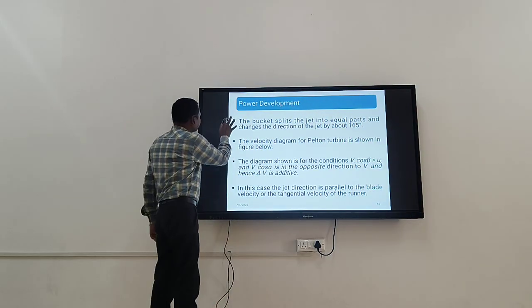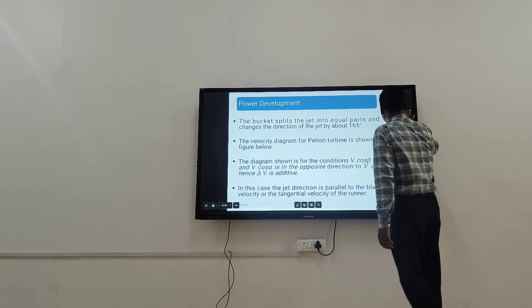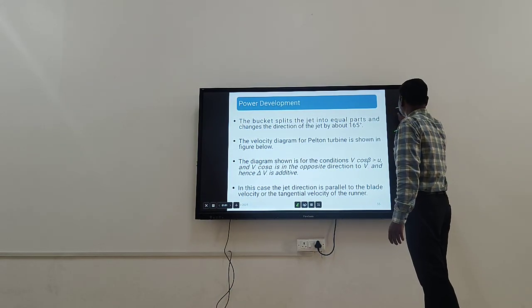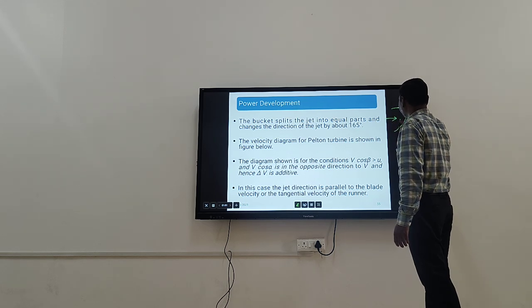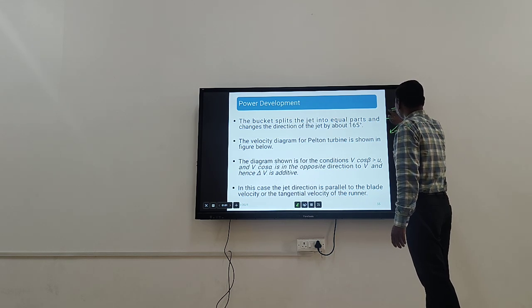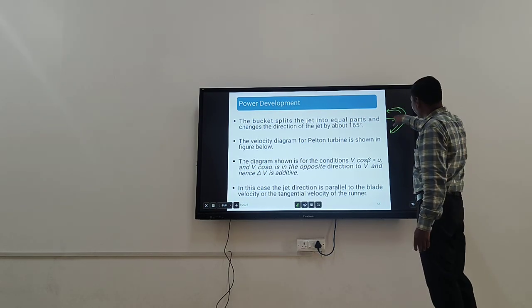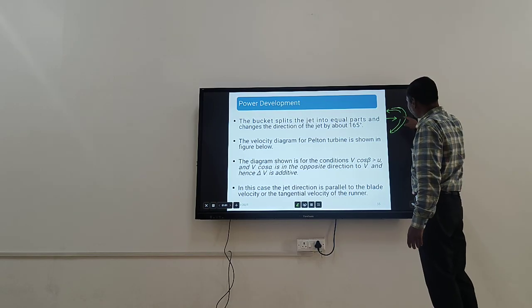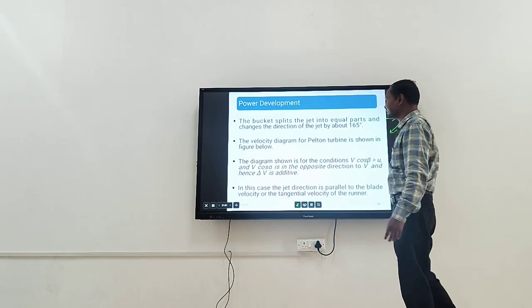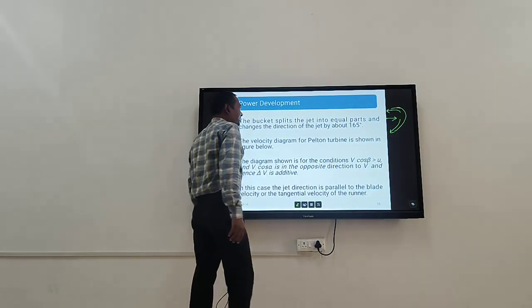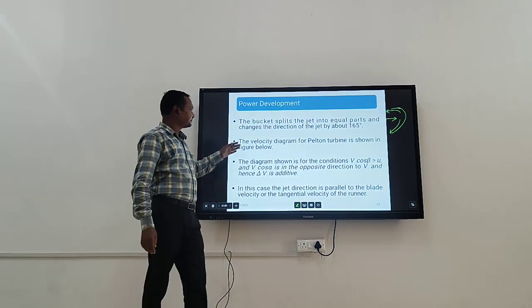Suppose this is your pocket. So water is coming through this direction and splitting in this direction and in this direction. This is the shape of your pocket. Water is coming axially through this, and water is splitting in two halves, in this direction and in this direction. That is your 165 degree angle. This is already made permanently.